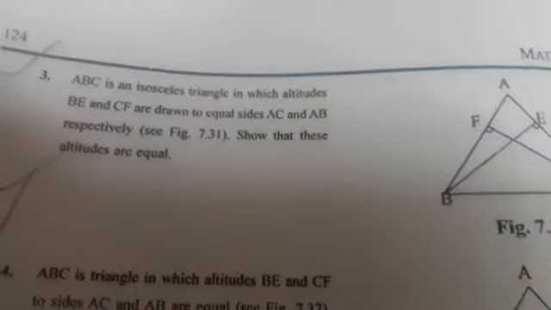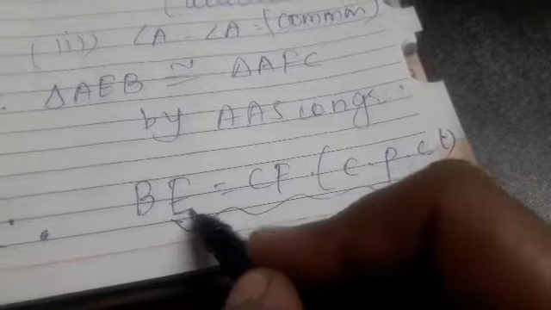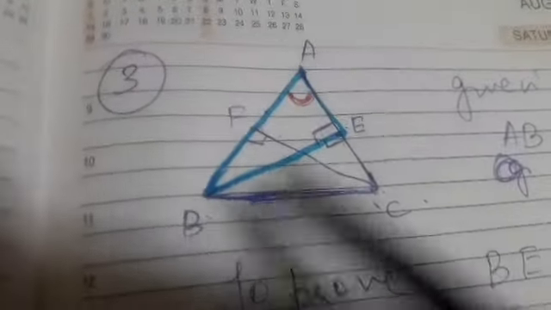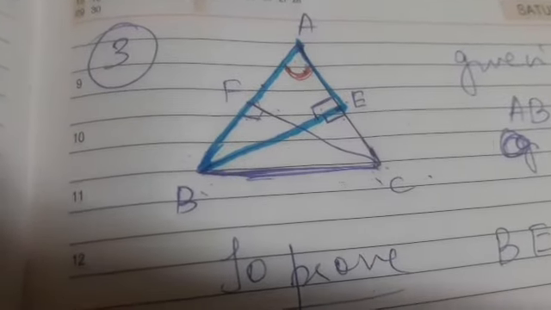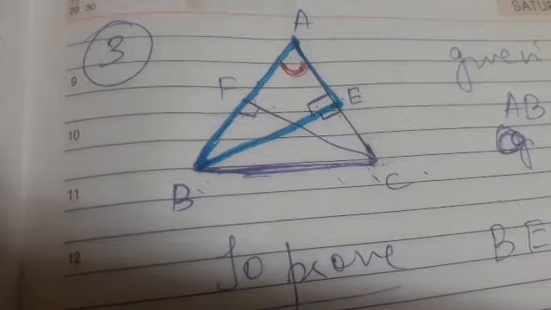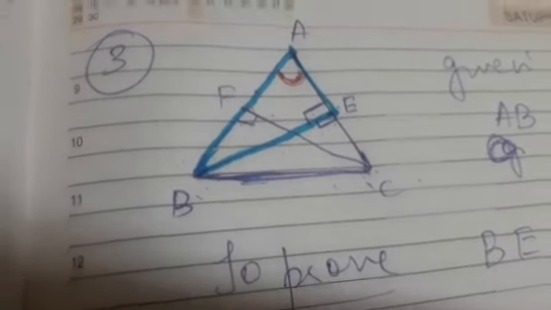What else we had to prove? Show that these altitudes are equal. And yes, we have written that BE is equal to CF. You can check the figure once again. BE is equal to CF because they are corresponding parts of the congruent triangles. And in the end, therefore, we write hence proved. So this completes your question number 3, children.